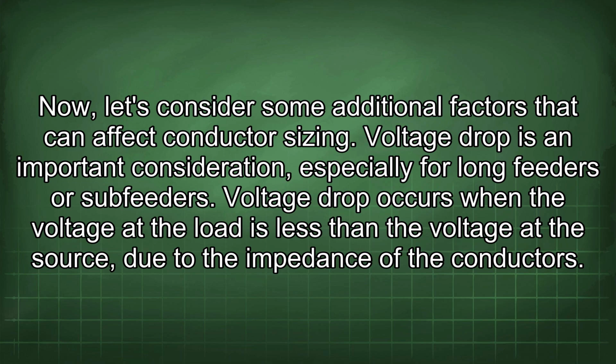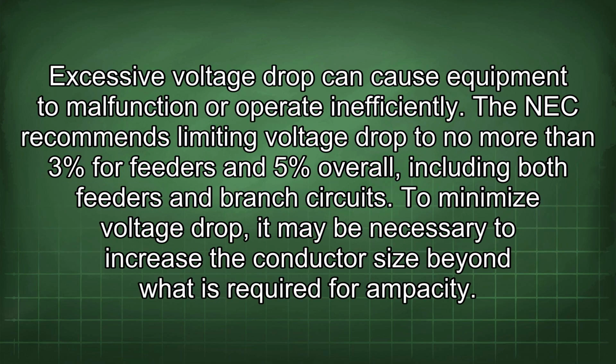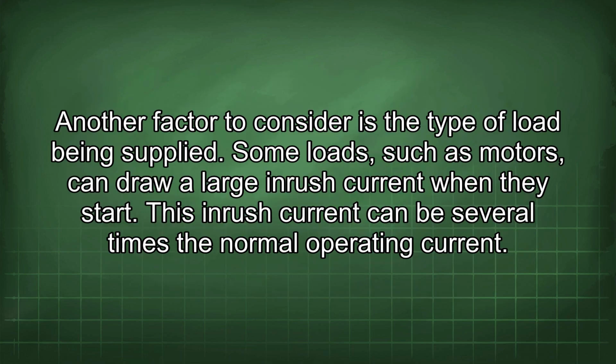Voltage drop is an important consideration, especially for long feeders or subfeeders. Voltage drop occurs when the voltage at the load is less than the voltage at the source due to the impedance of the conductors. Excessive voltage drop can cause equipment to malfunction or operate inefficiently. The NEC recommends limiting voltage drop to no more than 3% for feeders and 5% overall, including both feeders and branch circuits. To minimize voltage drop, it may be necessary to increase the conductor size beyond what is required for ampacity.